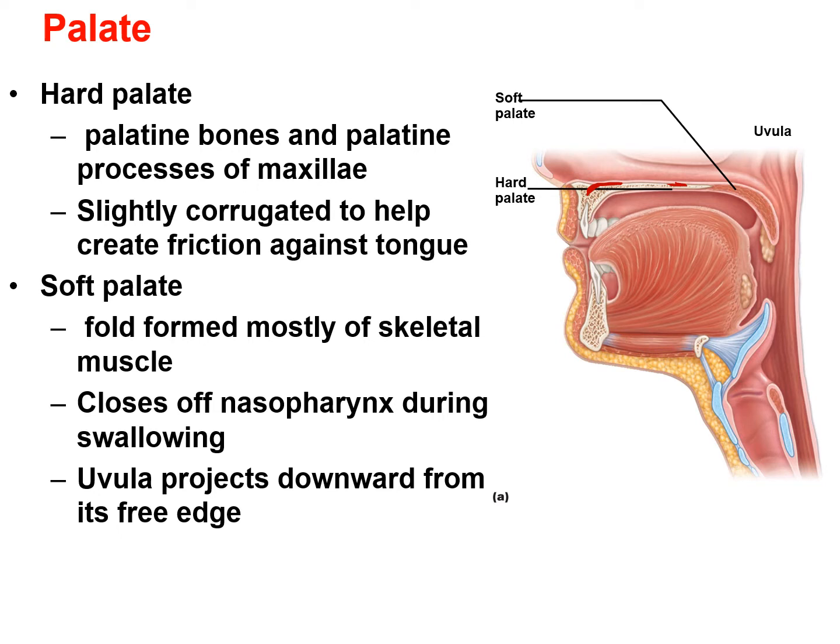Posterior to your hard palate is your soft palate, and this is primarily formed of skeletal muscles. So you have your soft palate here. And when you swallow, the soft palate is going to kind of lift up to then close off the nasopharynx to prevent food or drink from entering into your nasal cavity. And then hanging off of your soft palate and kind of extending down into what you think of as your throat region is going to be your uvula, or the little hangy ball at the back of your throat.